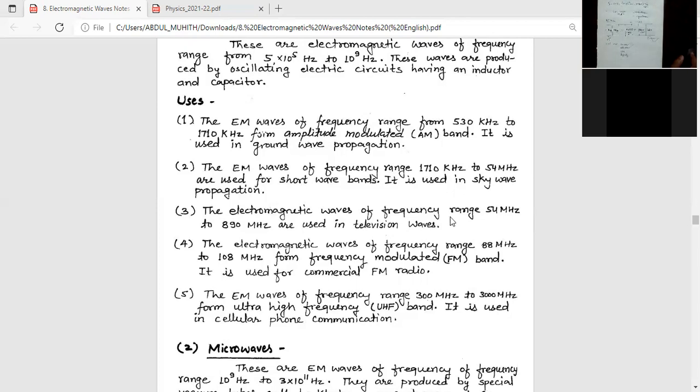Electromagnetic waves of frequency 54 to 890 megahertz are used in television. For TV we use electromagnetic waves of 88 to 108 megahertz, they are used in FM radio, the commercial FM radio.